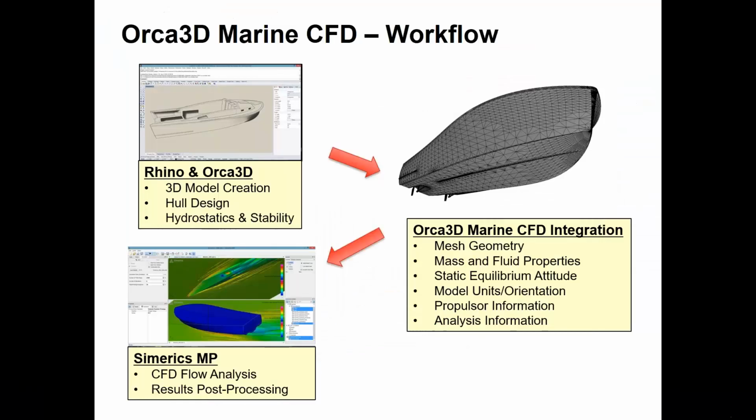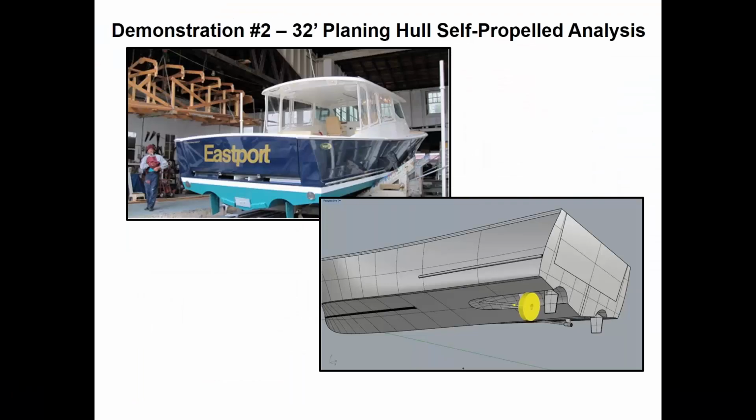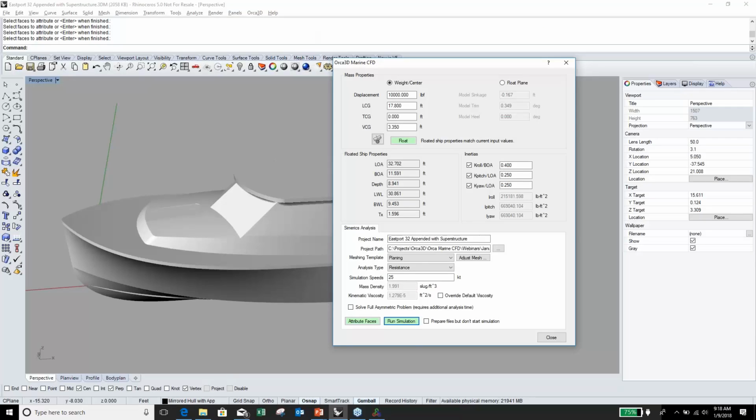Really, all of the information is the same there. The static equilibrium condition is the same. The mass properties are the same. I should note that when defining the mass properties and static equilibrium condition, you have a choice of either specifying the weight and center and floating the model to figure out your orientation, or specifying your orientation and floating the model to figure out your displacement and center of gravity. So either option is available there.